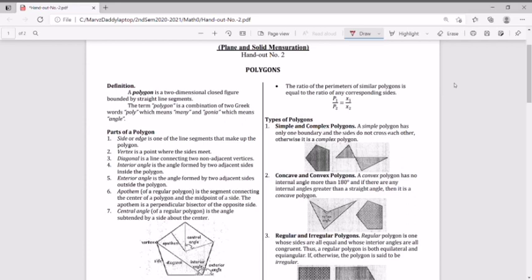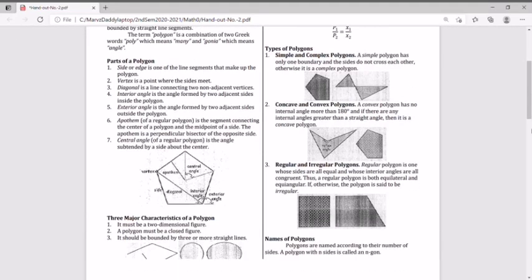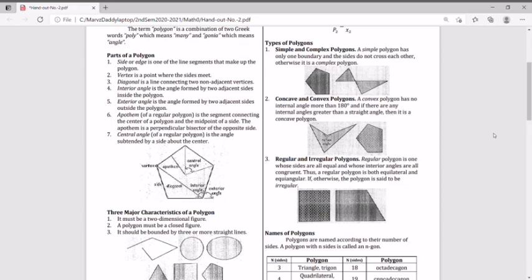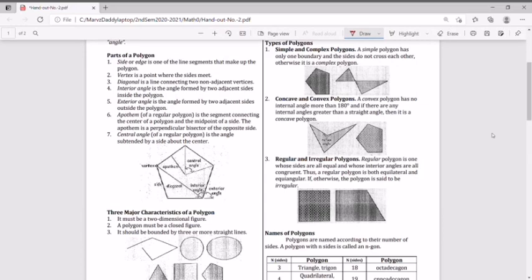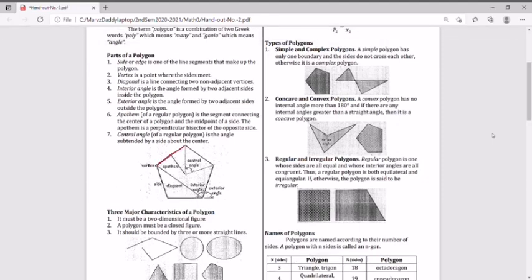The side or the edge is one of the line segments that make up the polygon. So for this, we have this diagram. So the side or edge, kuno, is one of the line segments that make up the polygon. So in this illustration, we have this side. So this is one side, and then another side. Okay, we have that one.